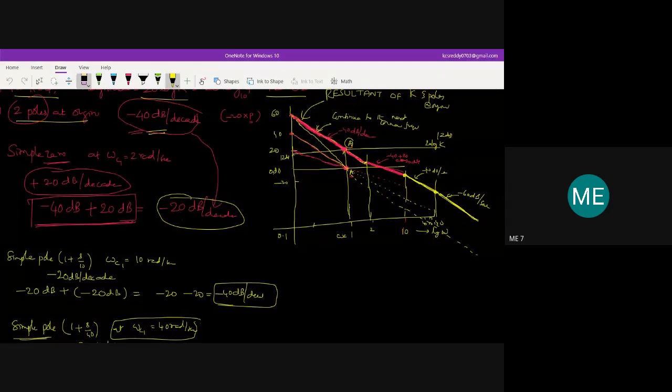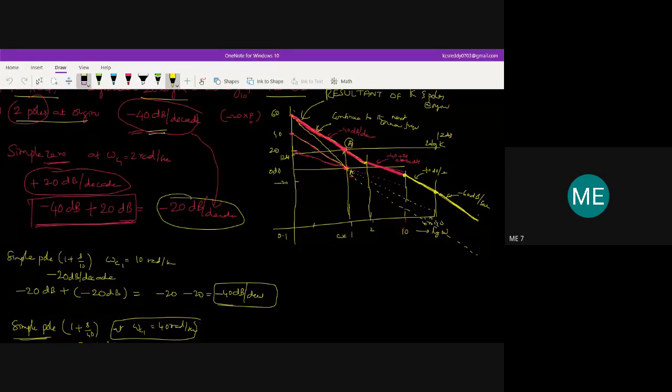So here, first, which one I'm showing here is... okay, this complete thing from here to here. So the minus 60 line is extended till the next corner frequency on the x-axis. The next corner frequency is not there in the system, so it will be left like that.